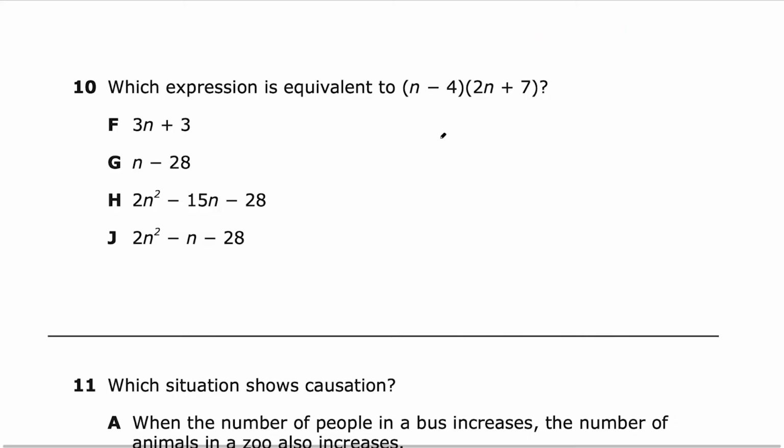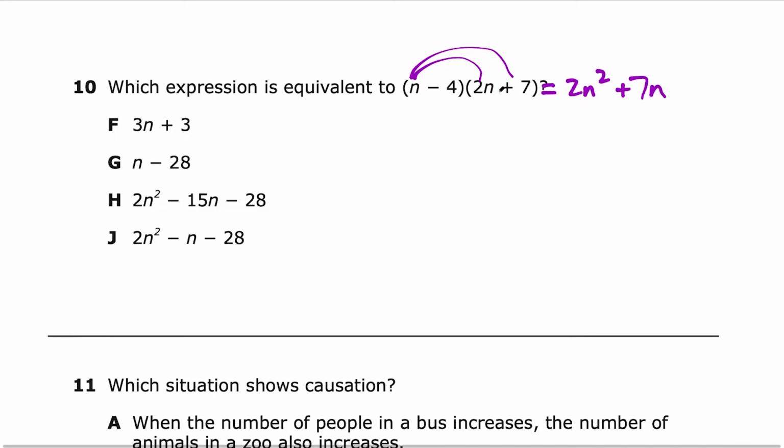Question 10, we have to know how to multiply two binomials together. So we're going to expand this using the distributive property. If you've heard of FOIL before, you can use FOIL, but I just like to call this distribution because that's technically what it is. So we have n times 2n is 2n squared, and then I'm doing n times 7, and that's going to give us 7 times n, or 7n.